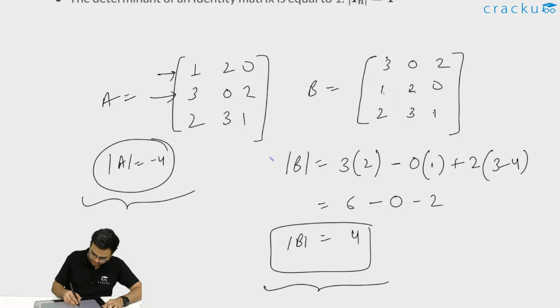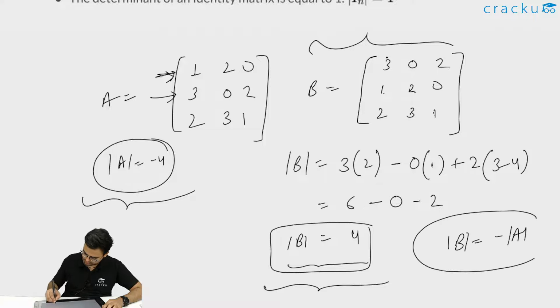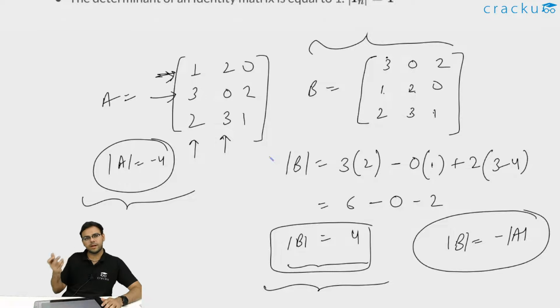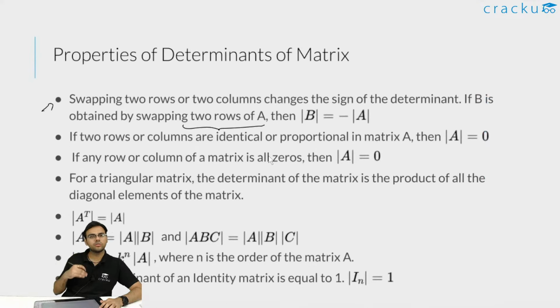So when we have swapped two rows, that is when we have made the first row the second row and the second row the first row in B, the determinant is changed. Determinant of B is equal to minus determinant of A. Same goes with the columns as well. If you swap two columns, I won't calculate the matrix. You can try it at home. When you swap the two columns, again the determinant will be changed. So again, very important property. Swapping two rows or two columns will change the sign of the determinant.